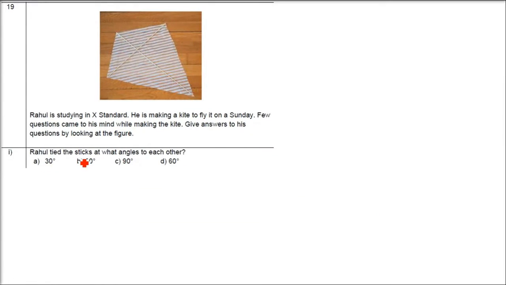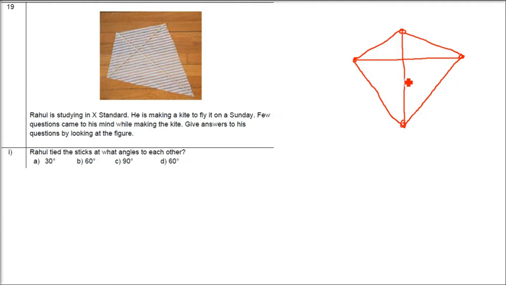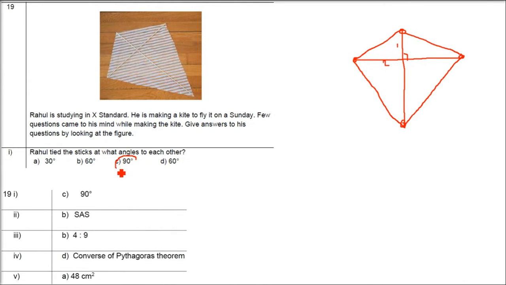So you need to know certain formulas, certain relationships of this kite. Rahul tied the sticks at what angle to each other? It's mandatory to make a kite. These diagonals or sticks have to be at 90 degrees. This is how we make it. You can see from the figure, and we also know, these are 90 degrees. These are the first and second stick. It has to be 90 degrees. So 90 is the answer here.